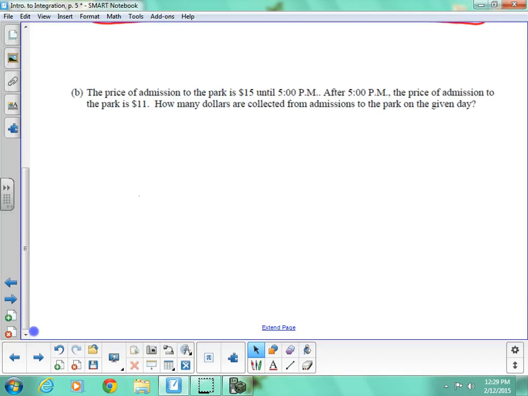Price of admission. Well, $15 per person. How do we get people if I have rates? Go backwards. Integrate. Wait, didn't we just do that? Yeah. But what else is added to our scenario? Money. Hey, this is a nice part. They will charge you less if you go later.